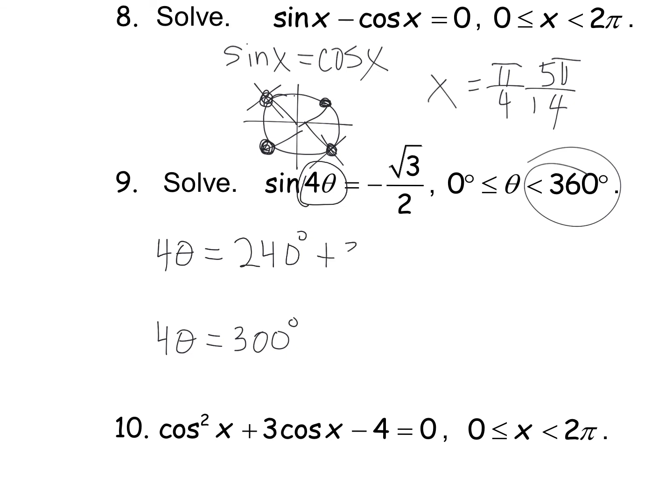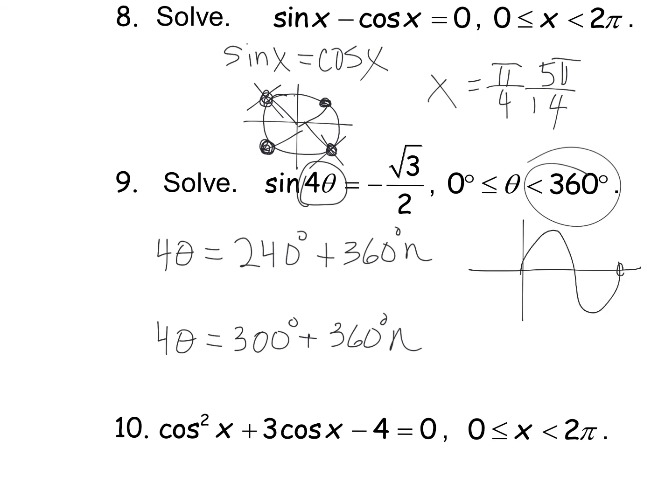But we also have to put this plus 360n, because what we talked about in class is that 4 theta condenses our period. So really quickly, just imagine it graphically. Regular sine graph goes to 2 pi. If we have 4 theta, our period's pi over 2. So we're going to have this sort of thing happening. I didn't draw that 100% accurately.